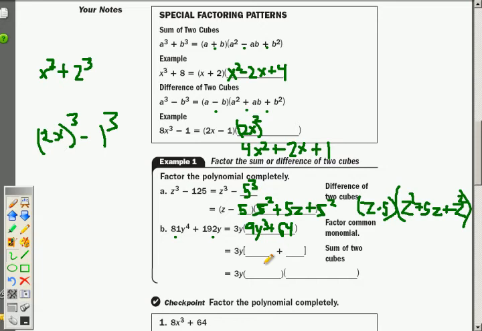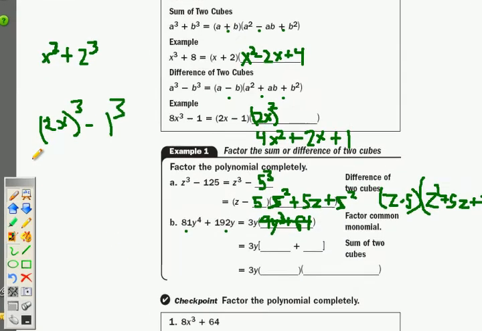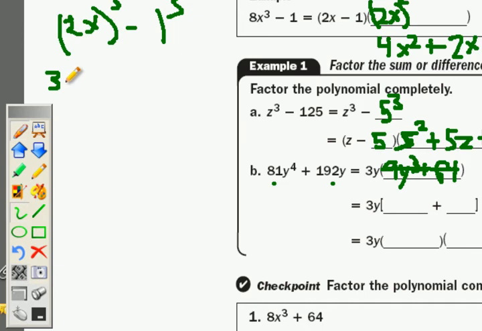And the 3y, when I took my z out of there, oh, this should not have been 9. This should have been 27. That's not good. So we're going to do it over here. I knew there was a problem there as soon as I looked at it. It should be 3y times 27. Yeah, 81 divided by 3 is 27. y cubed plus 64. Now that's going to be a little better.